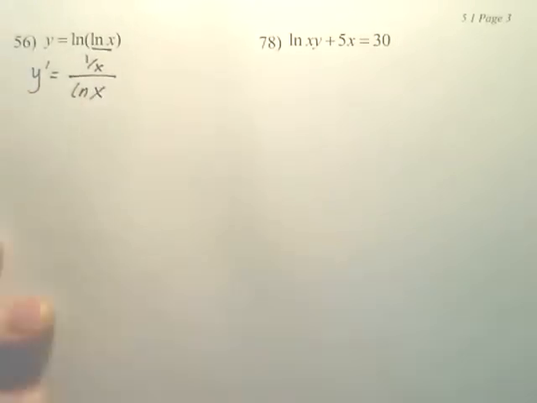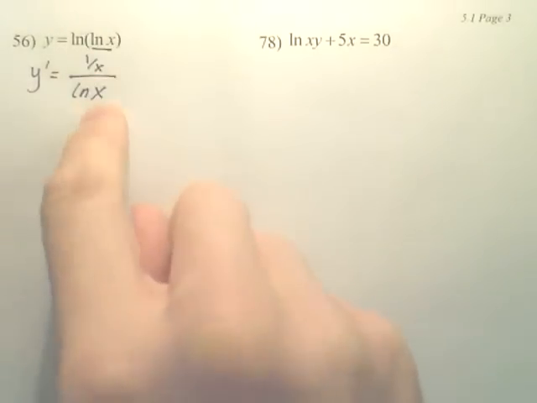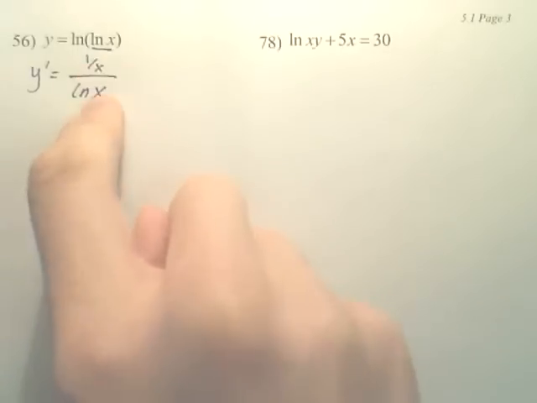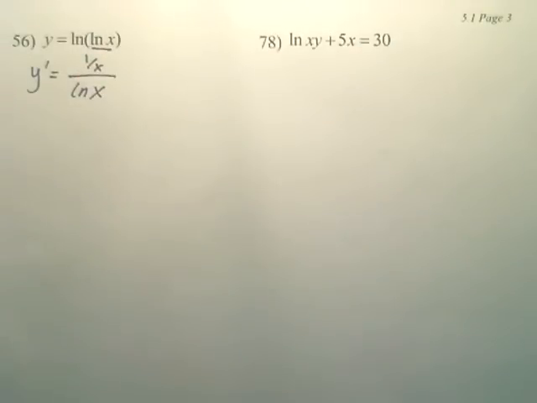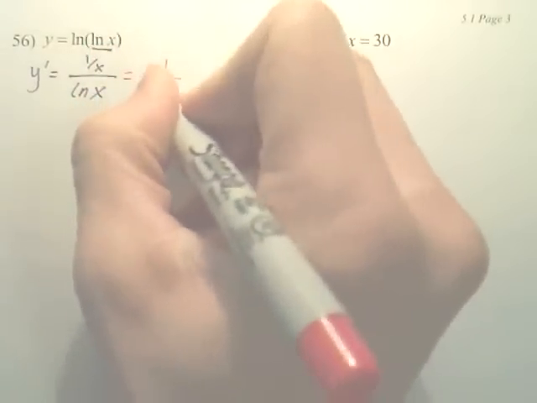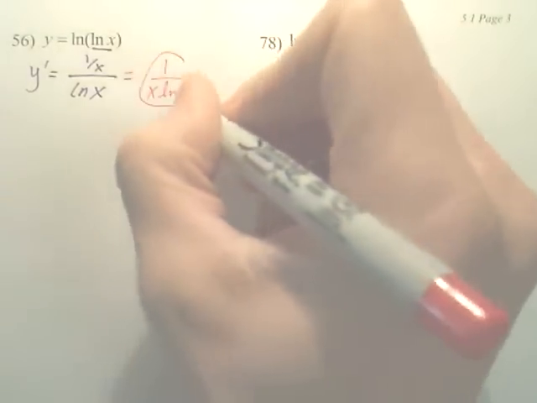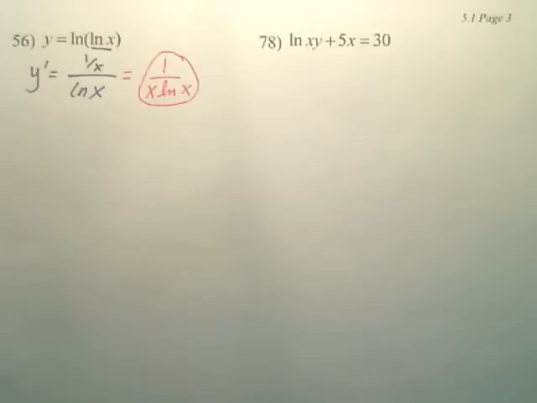And what is u? ln x. Okay, the derivative of ln x is 1 over x over u, which is ln x. That's u prime over u. And that's basically it. It's going to be 1 over x ln x. That's it. Which could be 1 over ln x to the x, if you really want to mess with powers.